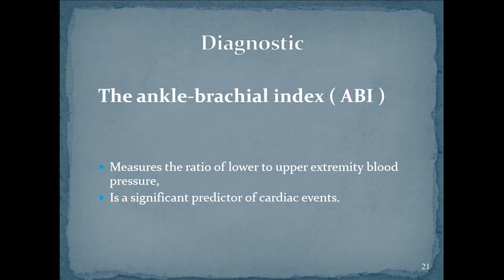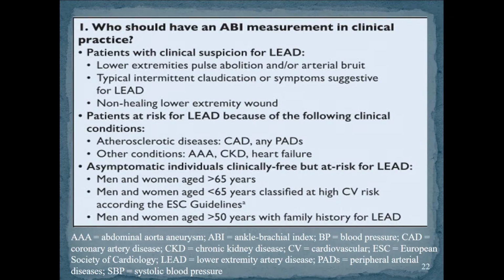So the ankle brachial index (ABI) measures the ratio of lower to upper extremity blood pressure. It is a significant predictor of cardiac events. Who should have an ABI measurement in clinical practice?